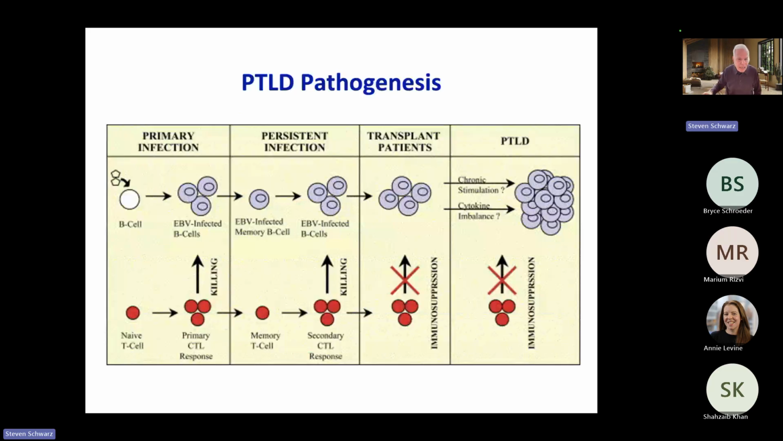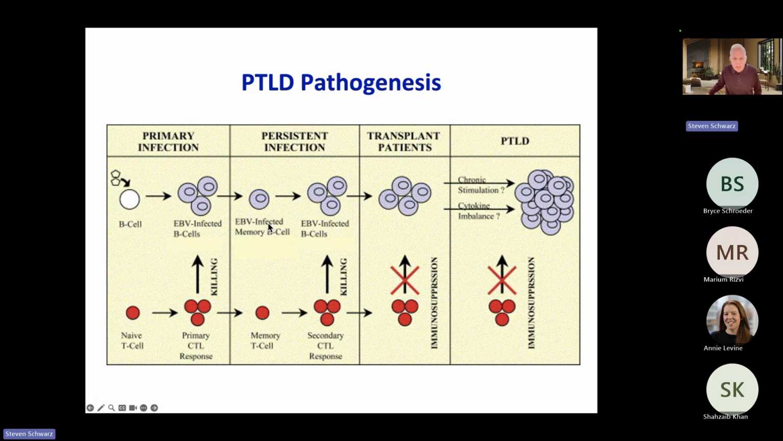And this is why it happens. One has a primary infection with EBV. Now in the normal individual, you have a naive T cell, it senses this, and you have a primary cytotoxic lymphocyte response that destroys your EBV infected cells. But if that is not fully killed, then you have persistent infection.